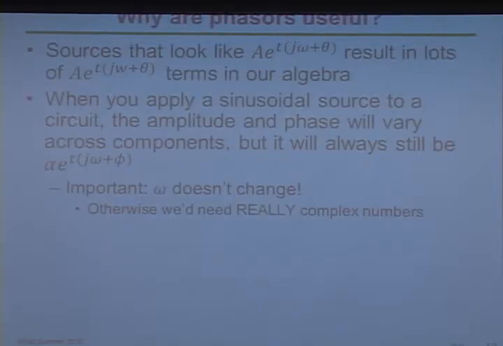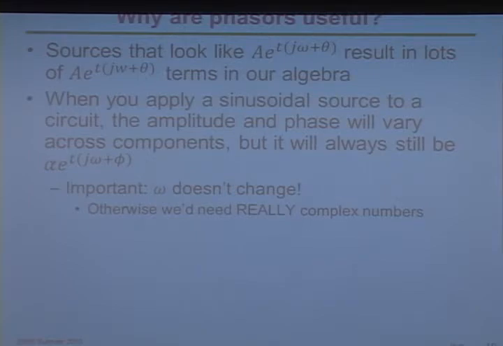Okay. So they're useful, right? There's a reason that this representation is useful, and it's that sources that look like a e to the j omega t plus theta result in lots of e to the j omega t plus theta terms in our algebra when you go through and do it. And you have to go through and do all this dividing out and stuff, right?